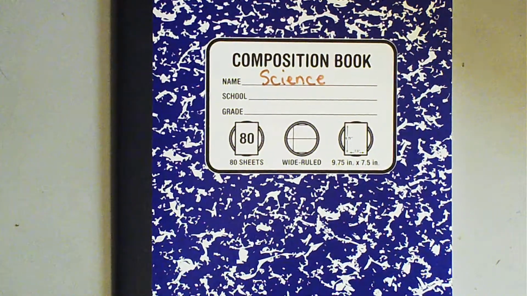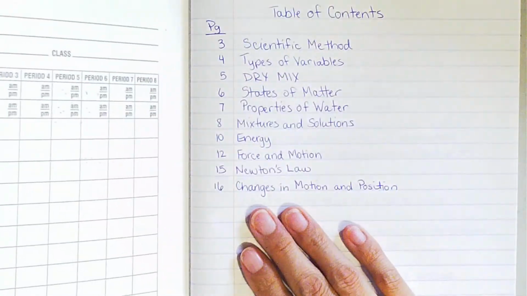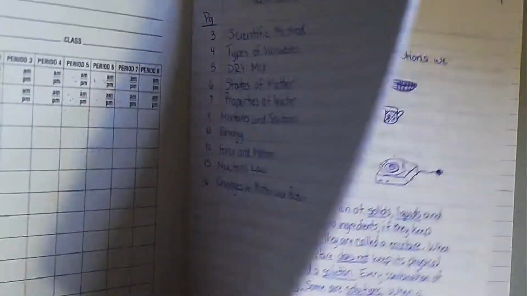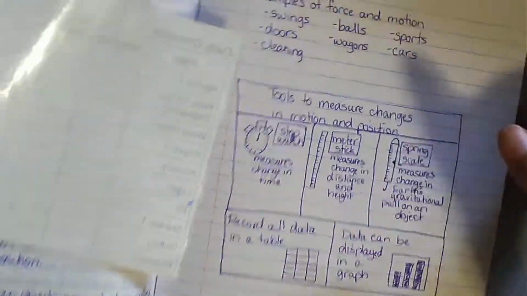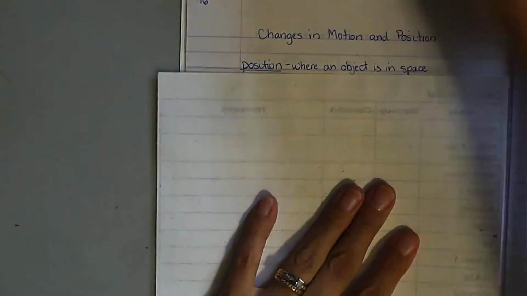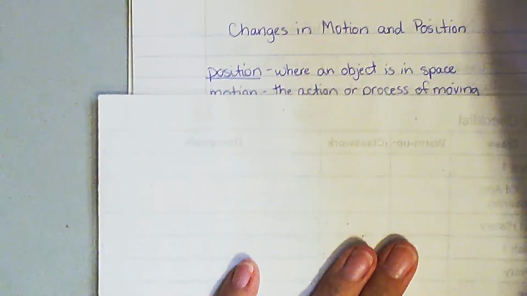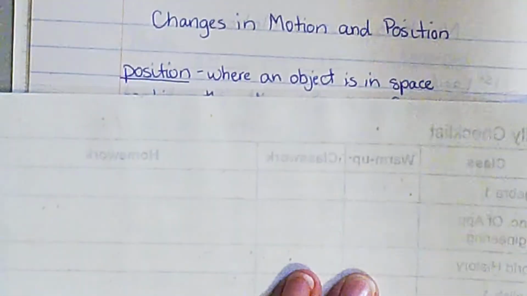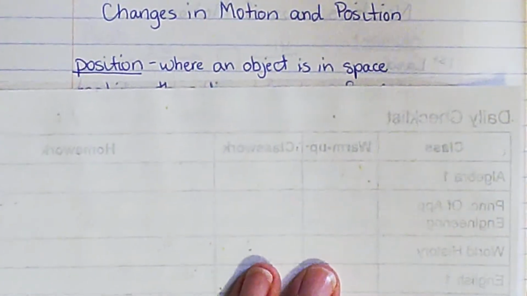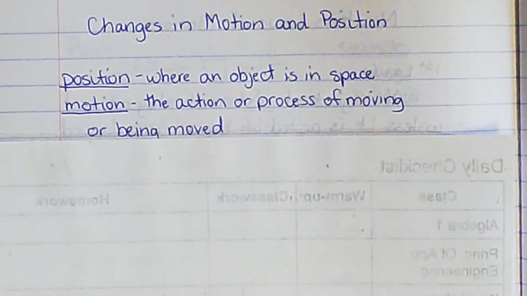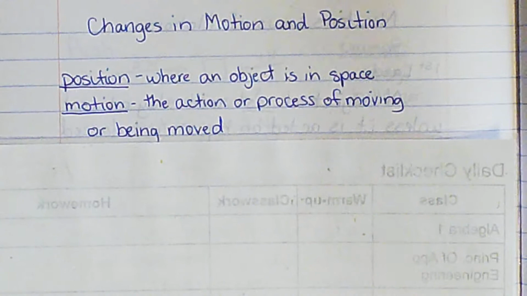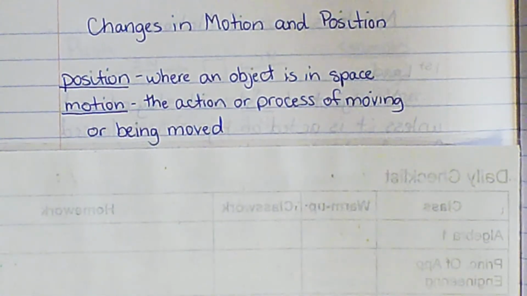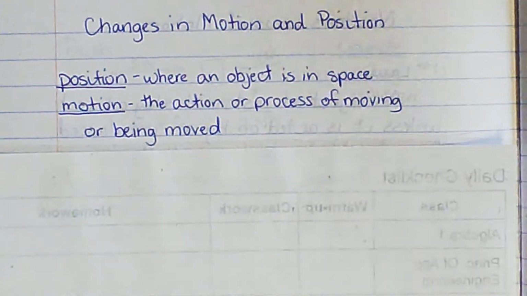So in science today, we are going to talk about changes in motion and position. When I turn over to that page, let's look at that. So we've got changes in motion and position. Now when we talk about position, position means where an object is in space, okay? When we talk about motion, we're talking about the action or process of moving or being moved. So there's what we have for position and motion.